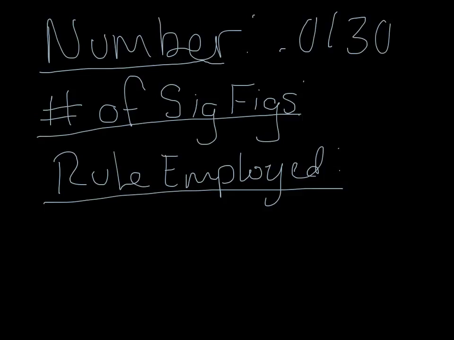Example number 3. The number 0.0130 has 3 significant figures. It will be the 1, the 3, and the last 0. All of these are because of rules 1 and 3. Now, the first 0, since it is to the right of the decimal place, should be significant, but it is not because it is in front of the first significant number.